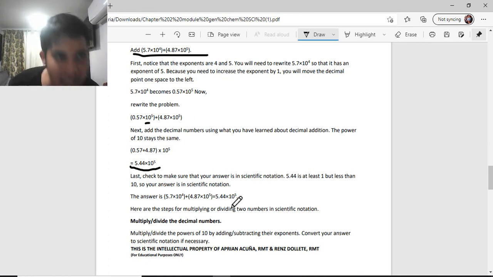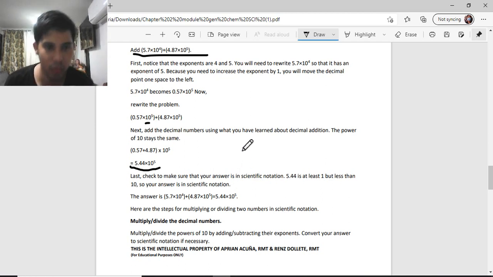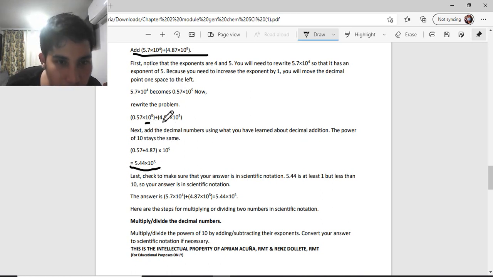It is the same with subtraction. If you are given subtraction problems, the same rule is applicable. Make sure your exponents are the same. Clear? That is our addition and subtraction. Very basic. If you know how to move your decimal point, it is very easy. What will happen if you move it in that direction? Remember that first.